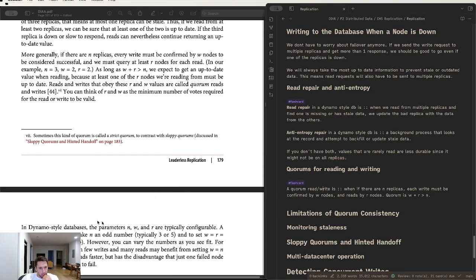In Dynamo-style databases, the parameters n, W, R are typically configurable.